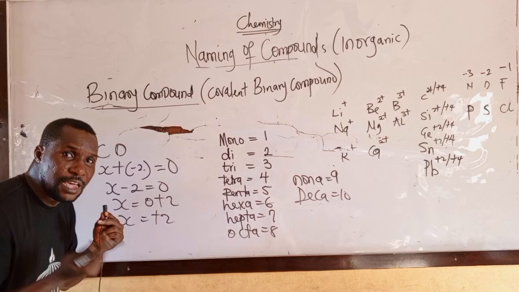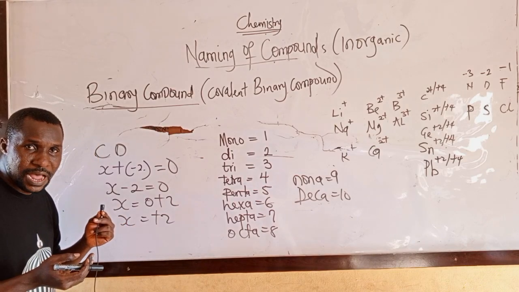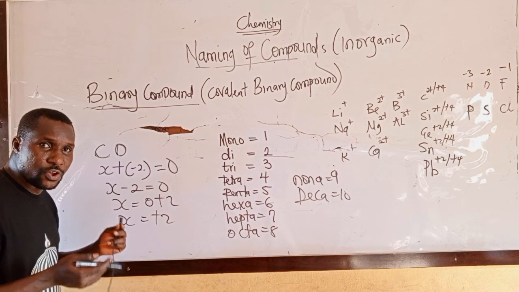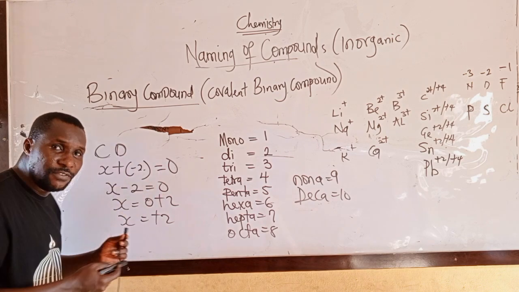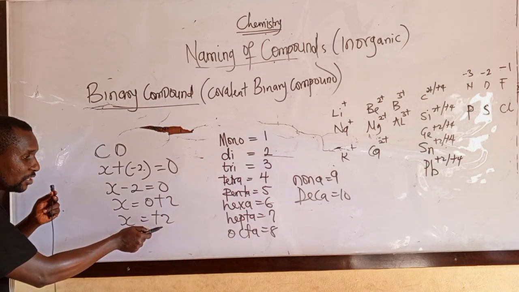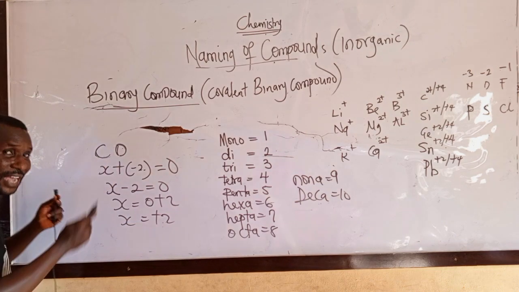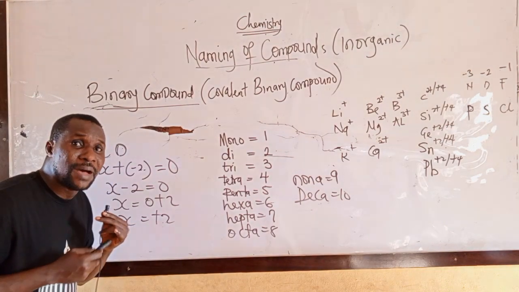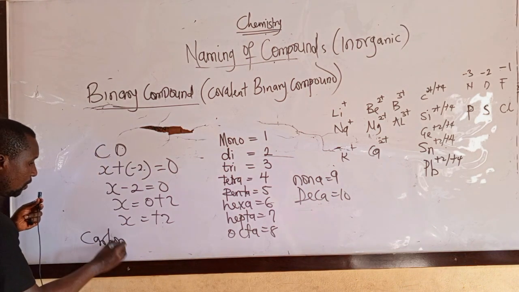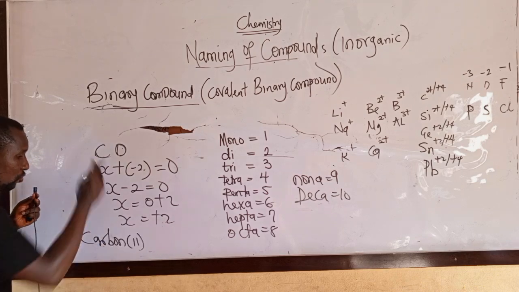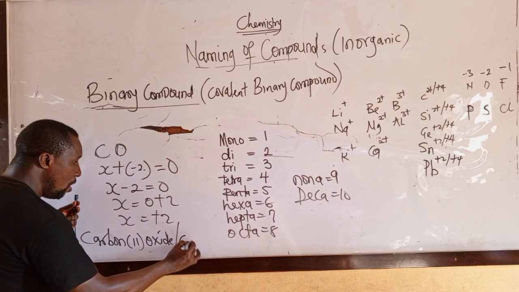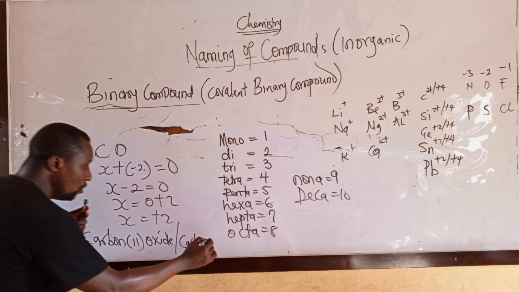Therefore, what will be the name? You can give the name in two forms, following IUPAC nomenclature, the International Union of Pure and Applied Chemistry. The first one uses the oxidation number of carbon, which must be in Roman numerals. Therefore, I can call this compound carbon(II) oxide, since the oxidation number of carbon is 2. Or carbon monoxide.